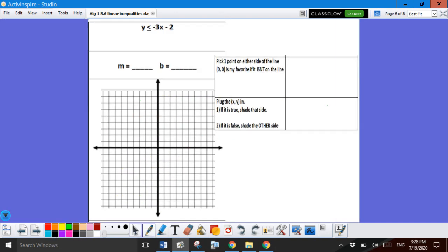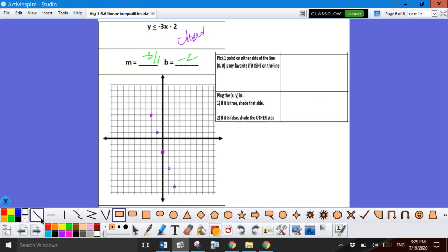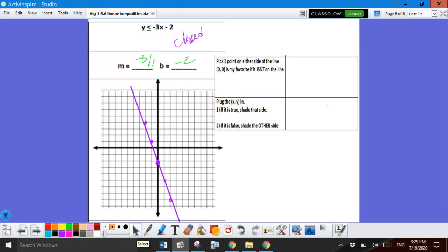All right, let's try another one. So I have negative 3, 1, negative 2. So negative 2, and down 3, right 1, down 3, right 1. I'm going to do the opposite here to get myself a line going. Now, am I dashed or solid? Well, I see that that's closed. So I need to have a closed line. So let me go ahead and try to get one in there. All right, there we go. So I've got my line.